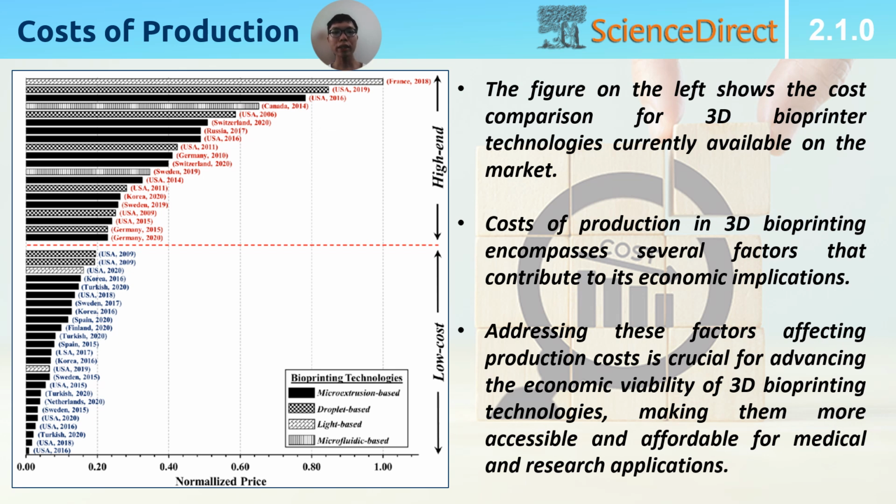In summary, the cost of production in 3D bioprinting encompasses several factors that contribute to its economic implications. Therefore, addressing these factors affecting production costs is crucial for advancing the economic viability of 3D bioprinting technologies, making them more accessible and affordable for medical and research applications.